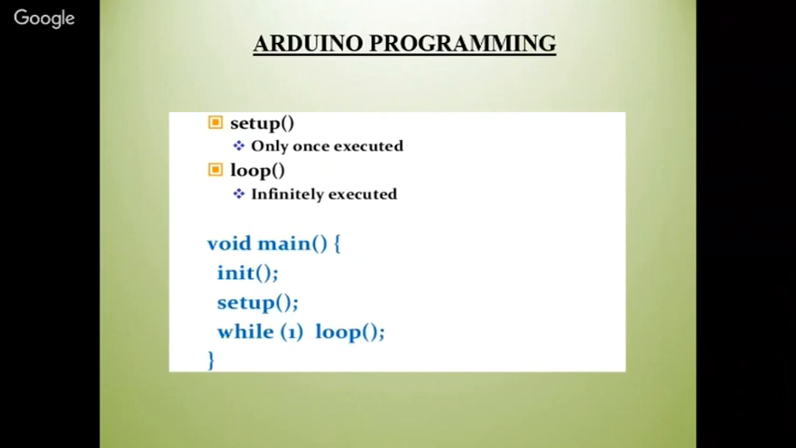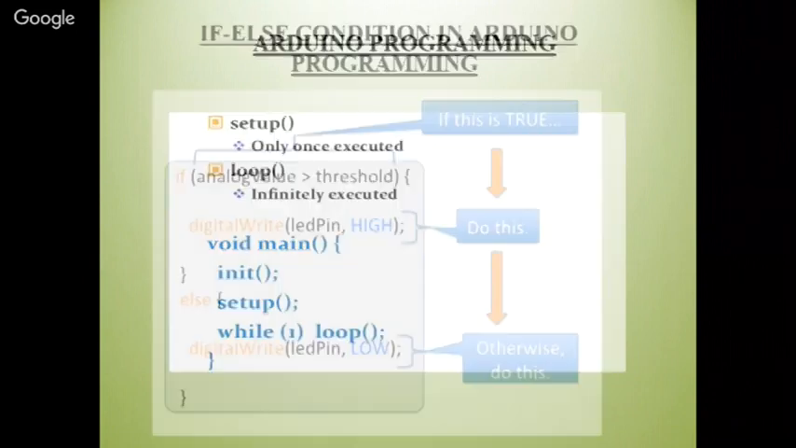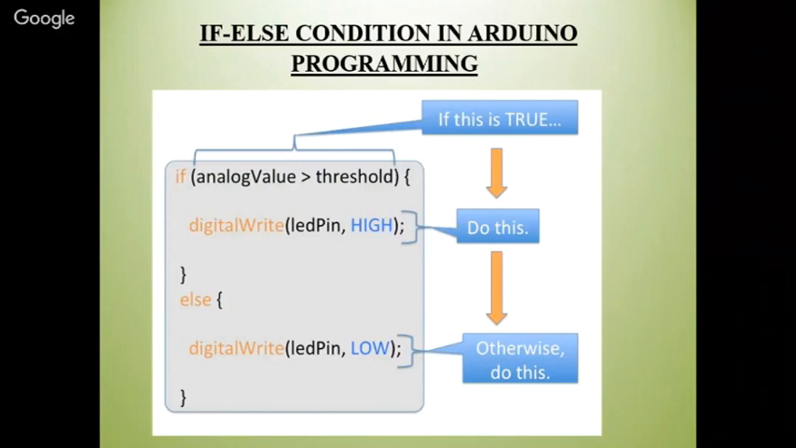Okay, then void loop is executing again and again. This is all about void setup and void loop. And then if else conditions.